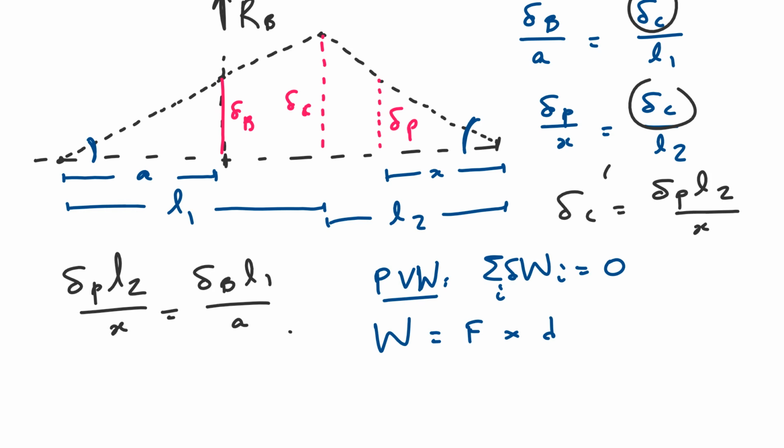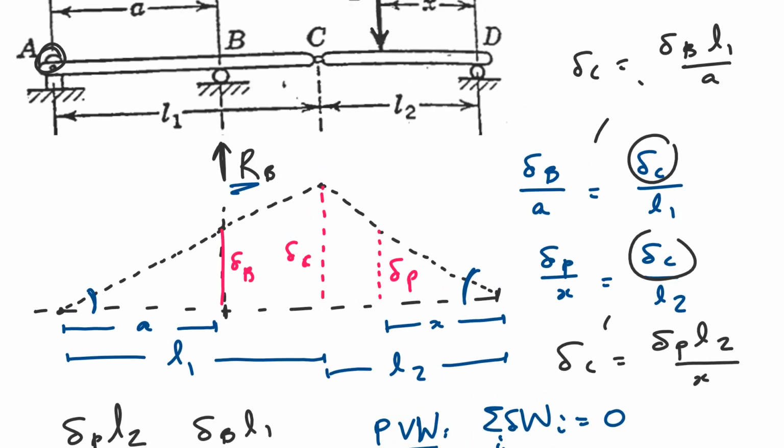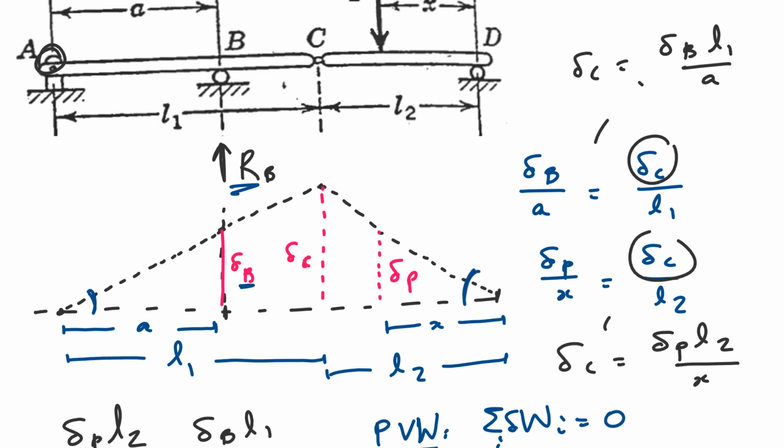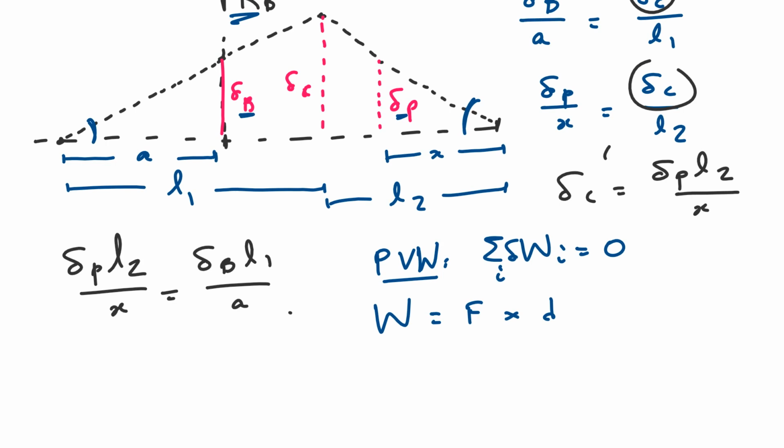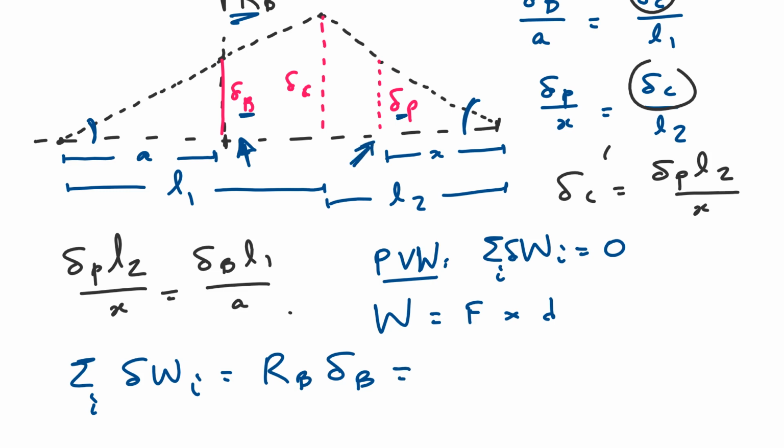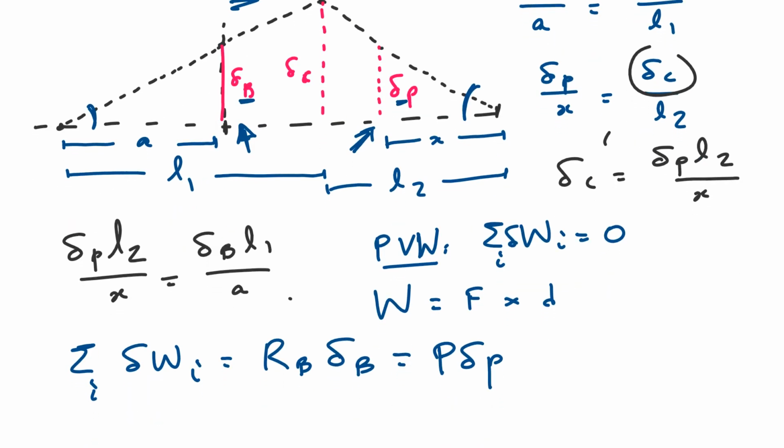So, what is the force here? Well, we have two forces going on. We have RB, and then this deflection, that's the distance, delta B, and we also have this force, P over here, and the deflection delta P. So, what I'm trying to say is that if you sum all the virtual works, the sum of delta Wi is going to give us RB times delta B. That's the virtual work from this member at B, equals, and now we have delta P, so this is equal to P times delta P. Okay? I hope you can see what I did there.